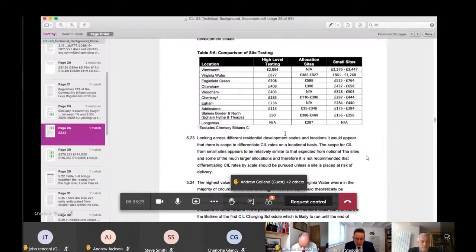How do you reconcile that with the, well, looking at the table there, we've got figures for Staines Border and North, £90 for the high level testing, 386 to 469 for the allocation sites, and 156 to 256. Isn't the high level testing suggesting, is there an issue there? Well, high level testing is suggesting that with a 50% buffer, a 1 hectare brownfield site could support a CIL rate of £90 per square metre. Oh, that's the 50% figure, is it? Yes. Ah, right, okay. All of those figures in table 5.6 include the 50% buffer. Okay, right. So just make a note.